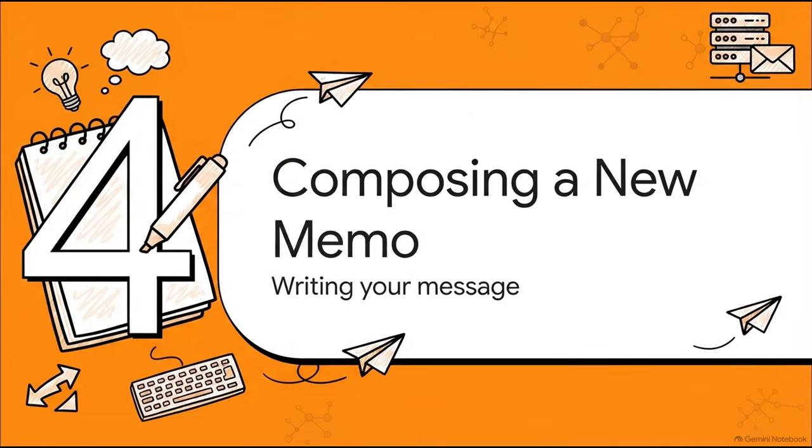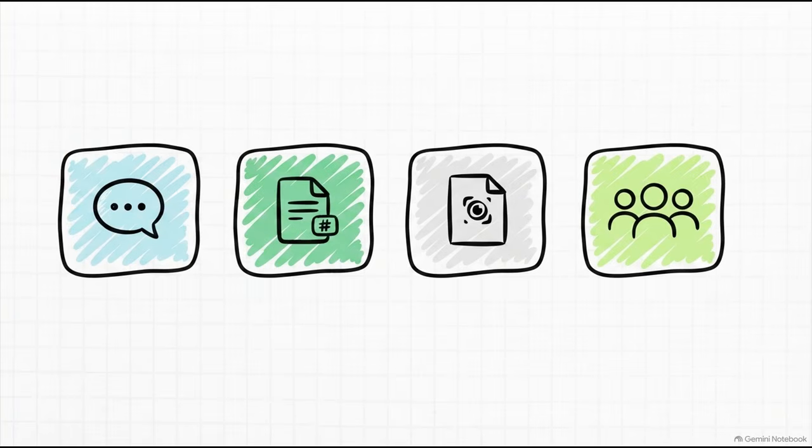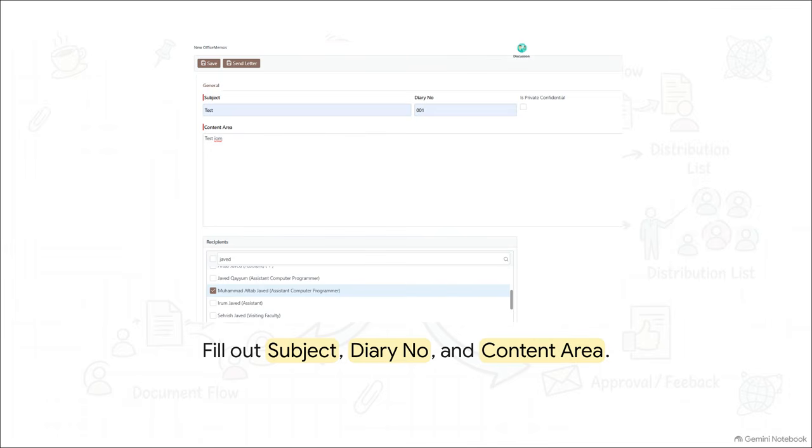All right, Section 4, composing a new memo. Before you even start typing, let's quickly list the 4 mandatory fields you absolutely must complete. You're going to need a subject, a diary number, your main content area text, and of course, your recipients. Knowing this in advance means you know exactly what information to gather up before you even open the new memo screen. Here we go. Let's walk through the top half of the composition window together. And again, we've made this view nice and large so it's easily visible for you.